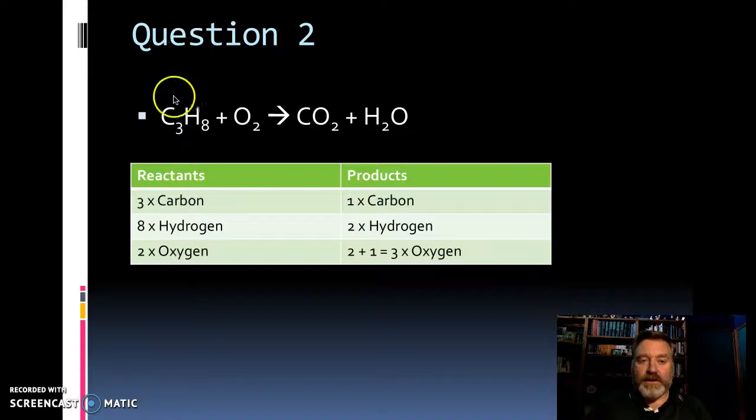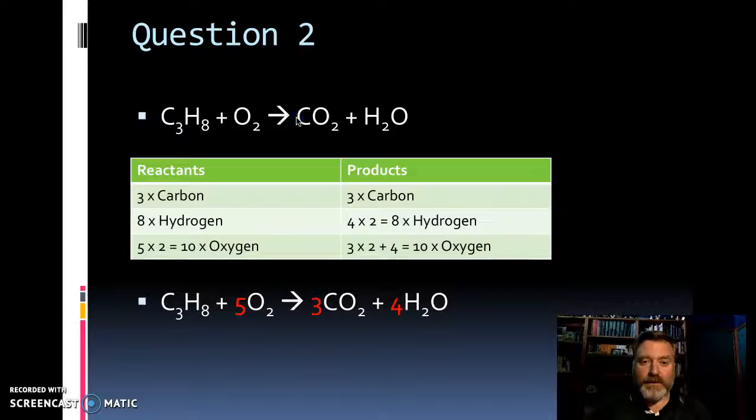I can't change the structure of this molecule. I can't change the structure of that molecule. What I could do is put a 3 in front of the carbon dioxide, which will give me the 3 carbons balanced. I need to put a 4 in front of my water because I need 8 hydrogens. I've only got 2 here, 8 there, so 4 times 2 is 8. And that would give me then 4 oxygens and 6, so 10 oxygens. So I need a 5 in here to balance it out.